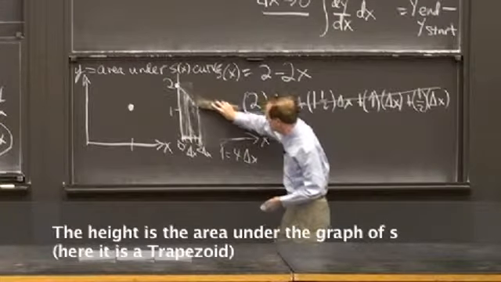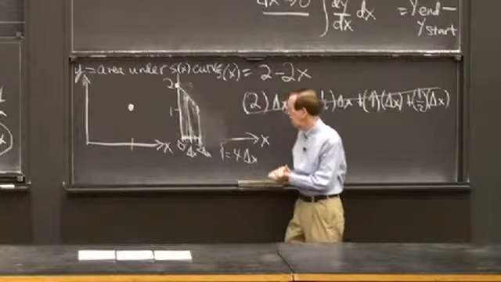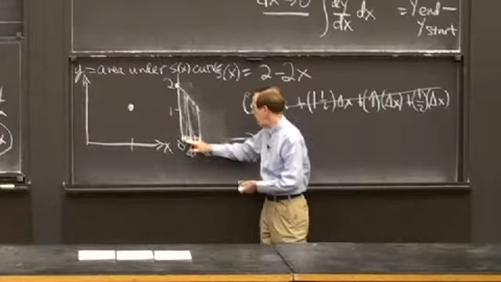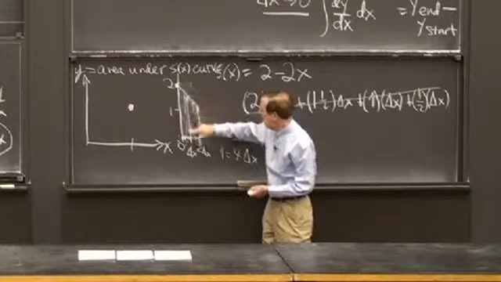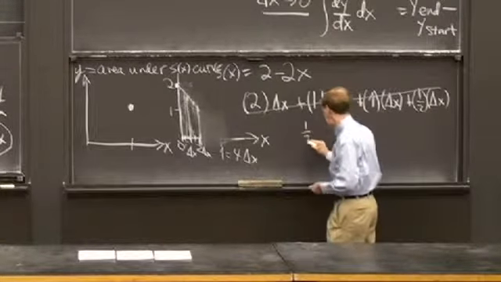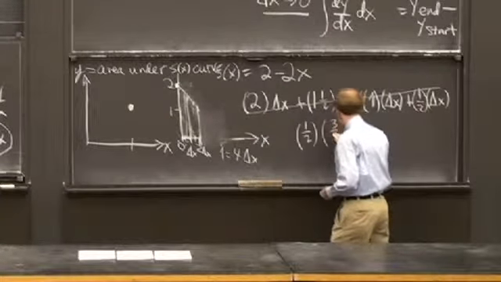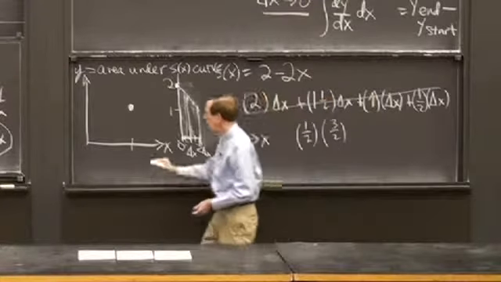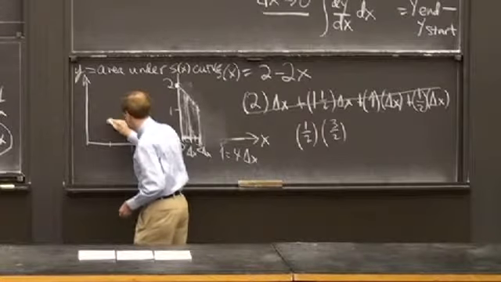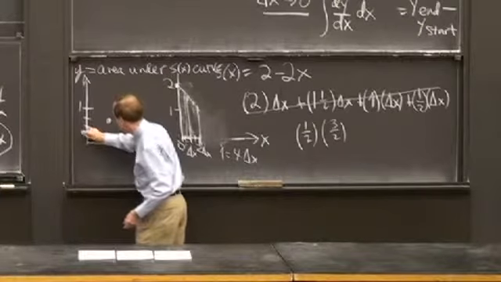As delta x goes to 0, I'm going to get the correct area, which will be what? Let's see, I have a half as the base, and the average height is about 1.5. Can I do that little calculation? The base is 1/2, and the average height is 1.5. I think I get 3/4. So halfway along, it's got up to 3/4. Where is 3/4? So this is 1. This is 3/4. This is 1/2. This is 1/4.